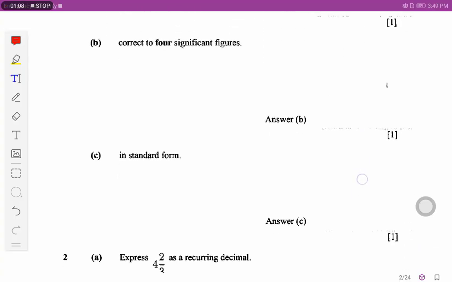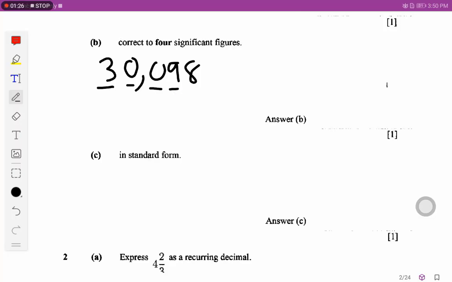Then correct to 4 significant figures. We have got 30.098 like that. To 4 significant figures is this one. We are saying this is 1 significant figure, 2, 3, and 4. So we now check the number that is following this one. Is it 5 and above? If it's 5 and above, you change 9 there. If it is less, then you leave it like that. Okay, so let's answer this one first. So it's 8, so it's greater than 5. So we are changing 9 to 10.